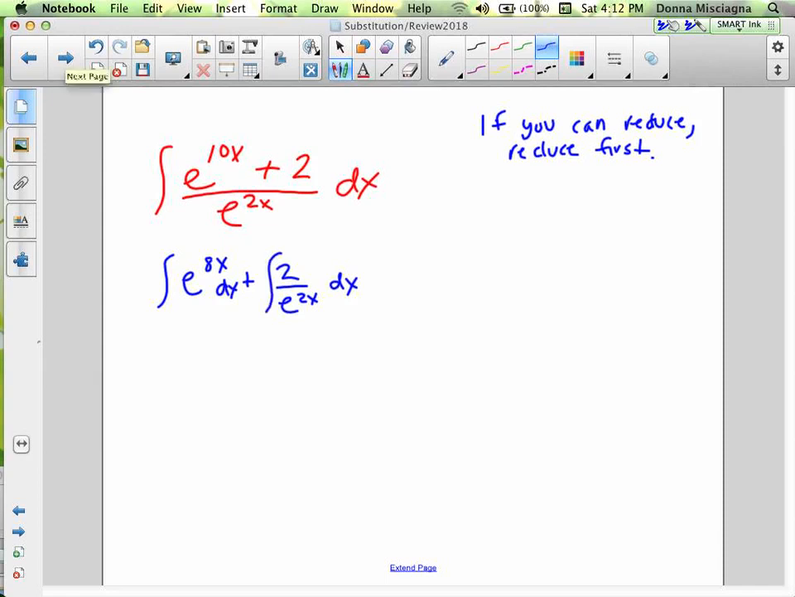All right, we can rewrite the 2 over e to the 2x as, we can actually pull the 2 out, put the 2 in front. That's the same as e to the negative 2x. Right? It just would be easier to deal with, right, if it's not in the denominator. So here, we're going to do substitution twice.